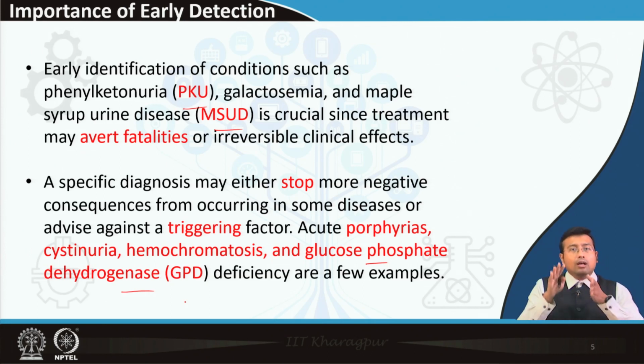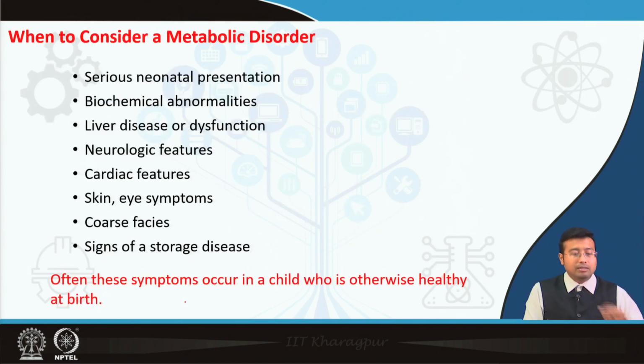So, there might be a triggering factor for all of the diseases that we can identify, and if we can stop them, further deterioration of these diseases will also be stopped, right. So, these are the various importance of early detection. So, we are very much concerned.